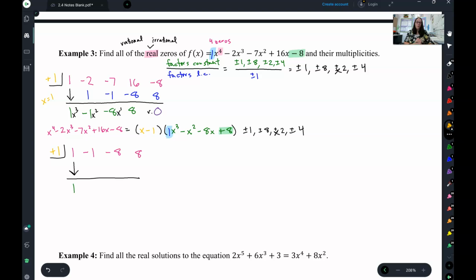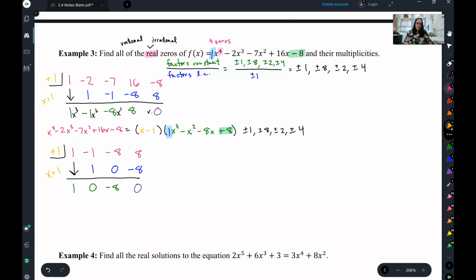So we said 1 may work again. Let's try it and see if it does work again. There we go. Okay, so 1 times 1 is 1. Add that is 0. 0 times 1 is 0. Add that we get -8. -8 times 1 is -8. And hey, x equals 1 does end up working again.